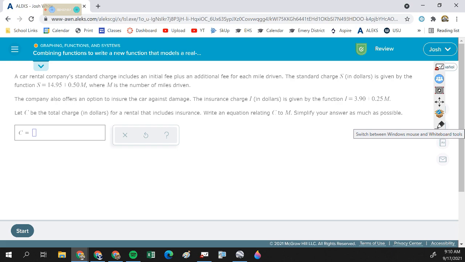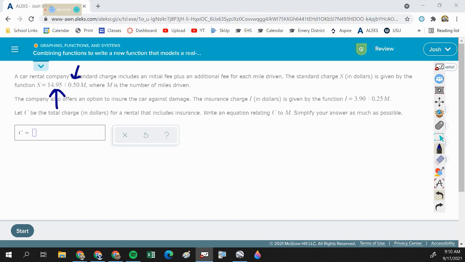All right. A car rental company's standard charge includes an initial fee plus an additional fee for each mile driven. The standard charge is given by the function 14.95 plus 0.5m, where m is the number of miles driven. So this is a linear equation. It's saying to rent the car, it costs $14.95, and then they charge you 50 cents per mile driven.